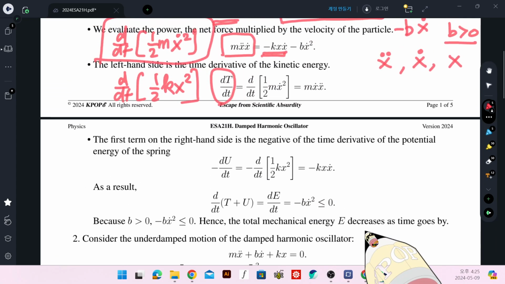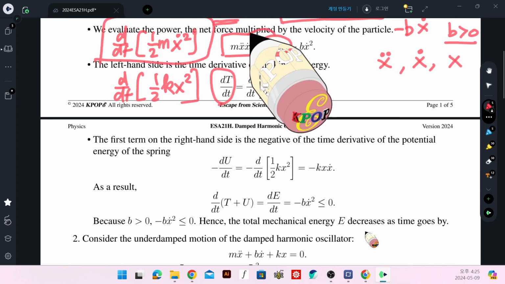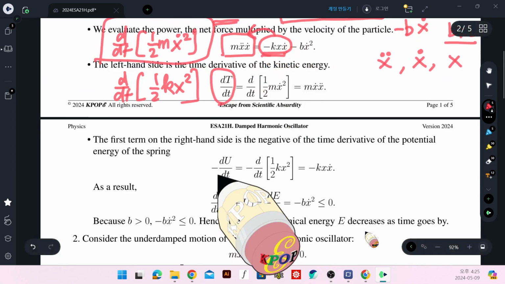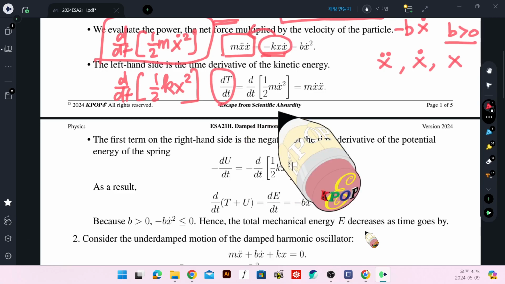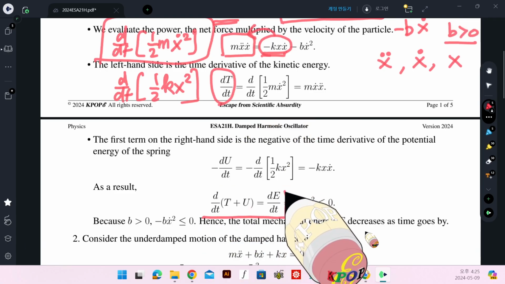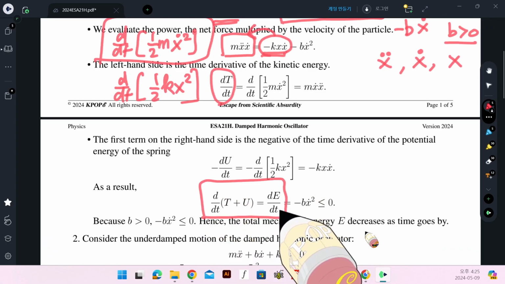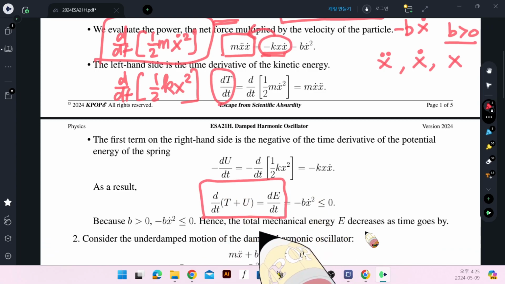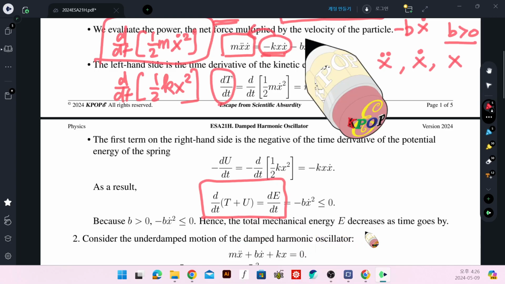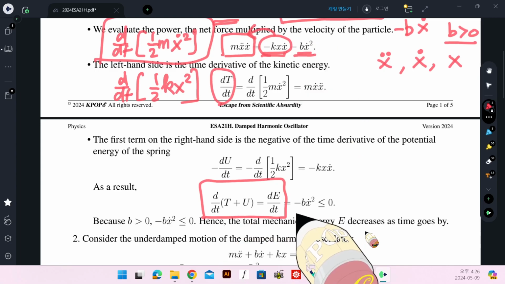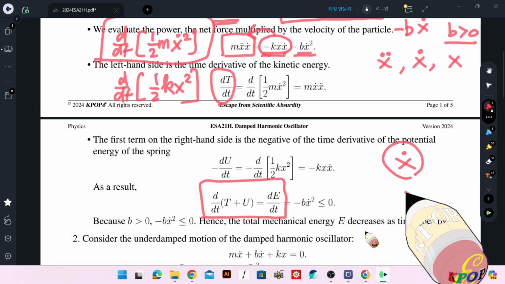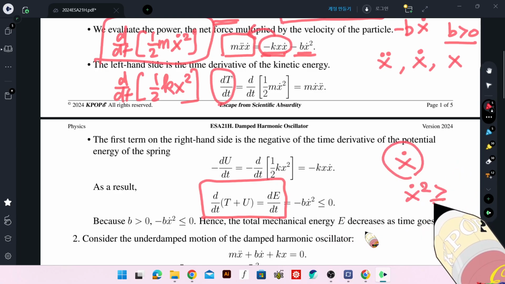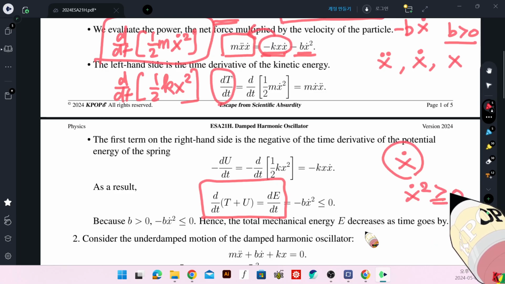Okay, so we can move this one to the left-hand side, and the sum of the time derivative of kinetic energy and the potential energy, that is the total mechanical energy of the spring-mass system, its time derivative is now equal to minus b x dot squared. x dot is the velocity, that is a real number, and its square is always either 0 or positive.